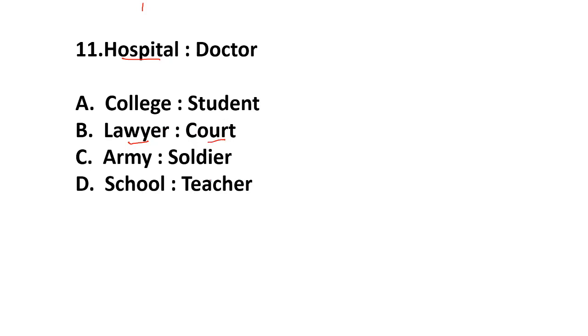Army, soldier. This is also not correct. A soldier is not working in an army. Many soldiers make an army. That is the collective noun. So this is also not correct, but this is the correct combination. Of course, in a school, a teacher works. Next one.